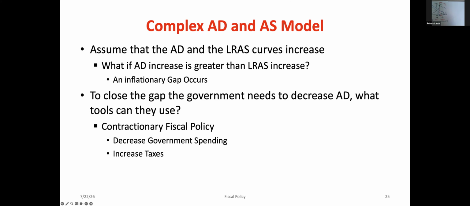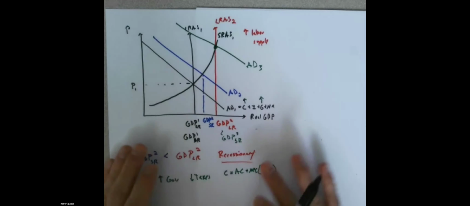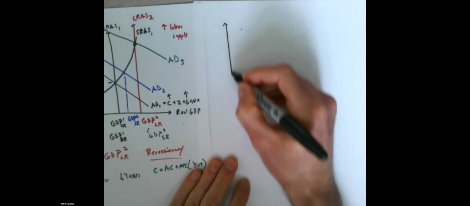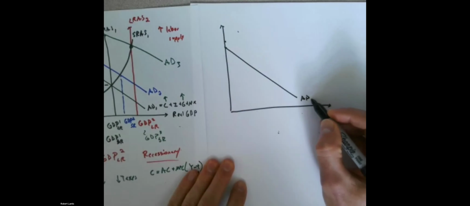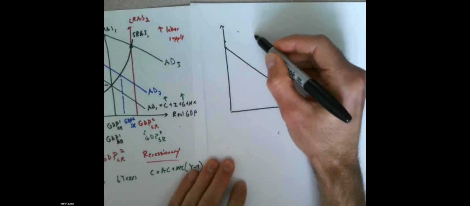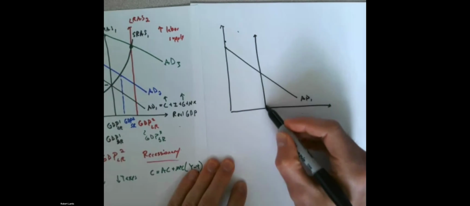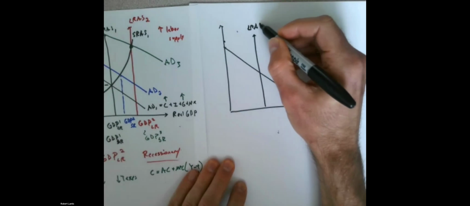So if I wanted to do that, what would this look like? If we had the same initial starting point, so let's say here, I've got my aggregate demand. I'm going to try to give myself a little more space. So here's long run aggregate supply.